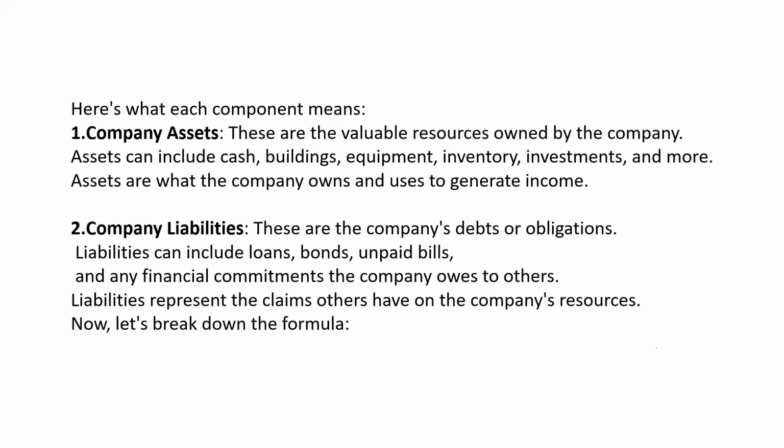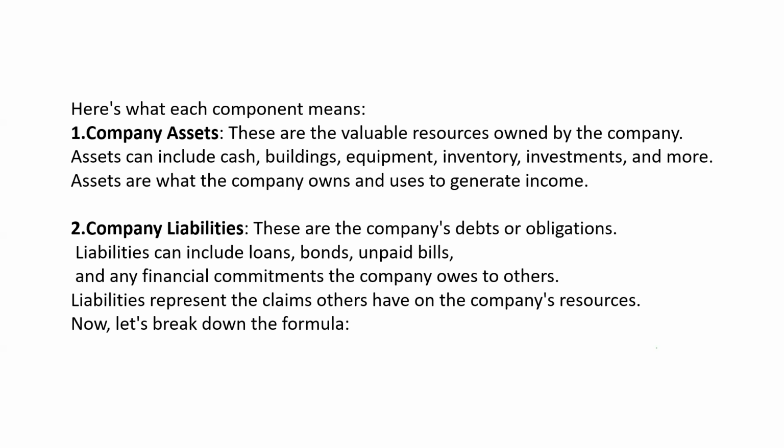Here is what each component means. Assets are the valuable resources owned by the company. Assets can include cash, buildings, equipment, inventory, investments, and more. Assets are what the company owns and uses to generate income. Normally, that's what we say: you are an asset to this company. That means you help this company to make a lot of income. However, when you are told you are a liability to this company, you must know that you are not producing or adding any value to the business. That is the simplest example I can give you.